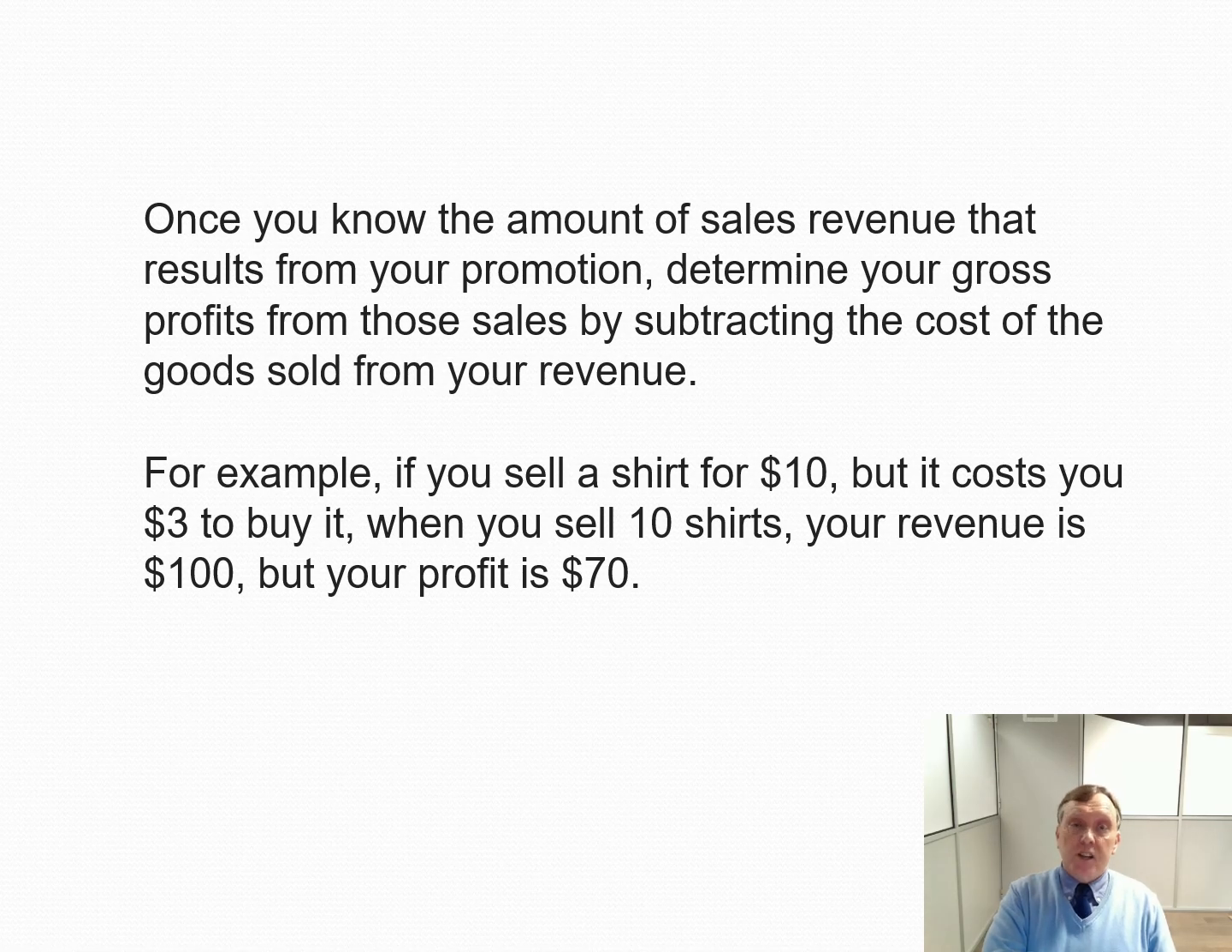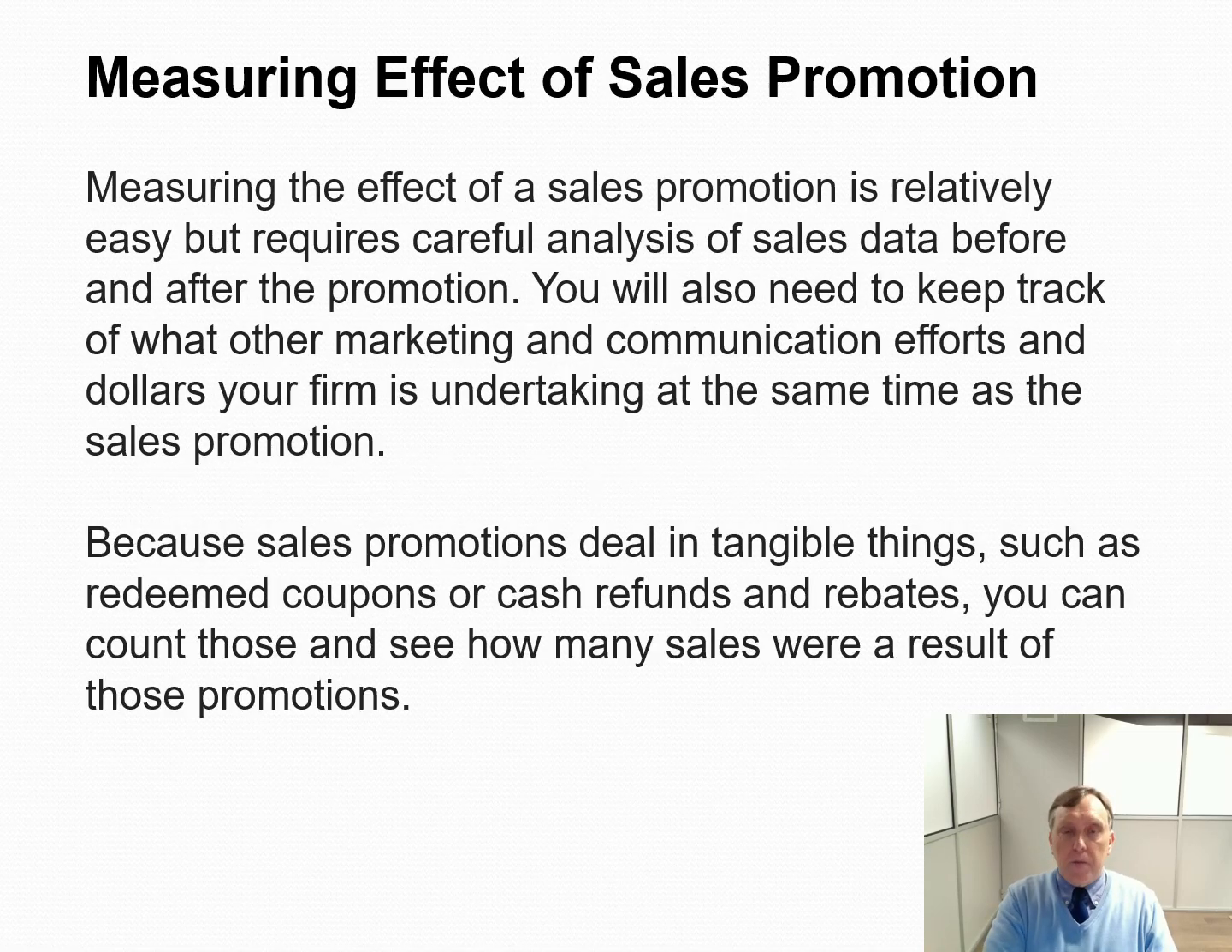Once you know the amount of sales revenue that results from your promotion, determine your gross profits from those sales by subtracting the cost of the goods from your revenue. For example, if you sell a shirt for $10, but it costs you $3, when you sell 10 shirts, your revenue is $100, but your profit is $70.